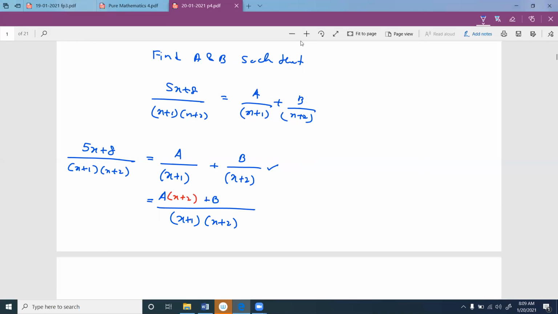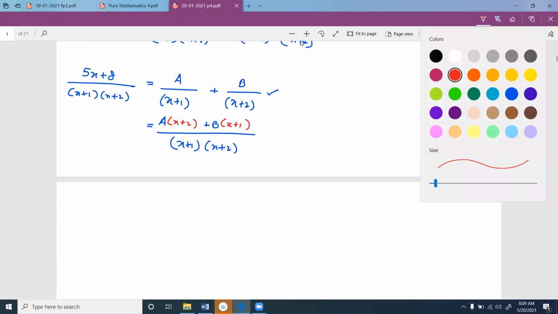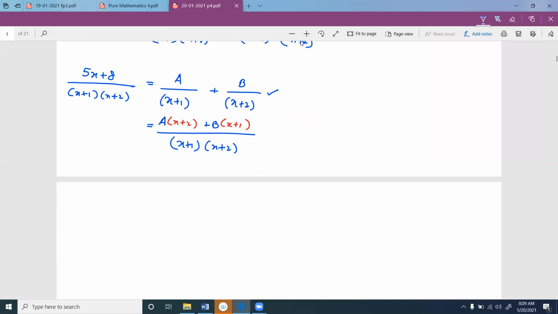To find the fraction over here, you cover the denominator, which is x plus 2. If you cover x plus 2, the remaining is x plus 1. So you multiply with x plus 1, from the common denominator. That is equal to 5x plus 8 over x plus 1 into x plus 2.